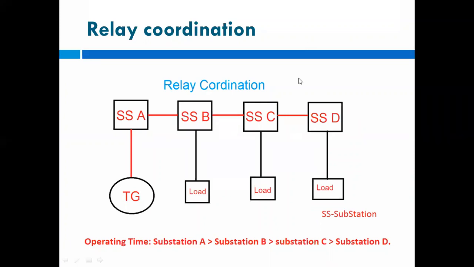Okay, so the time required for operation of the relay between C and D will be minimum. And if this relay is not operating, then the relay coordination is poor. And if this relay is not operating, another relay will operate here.